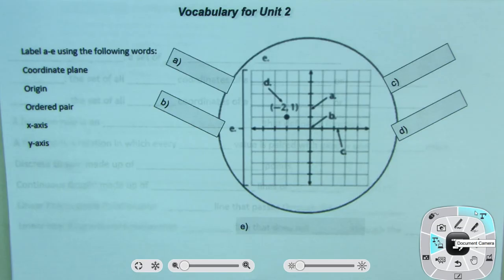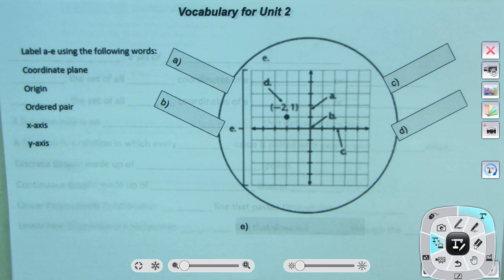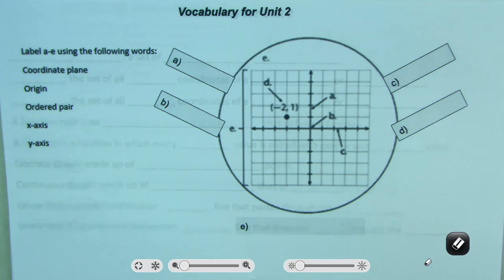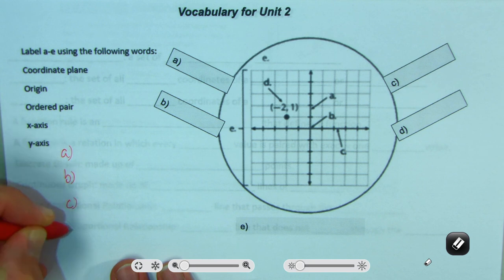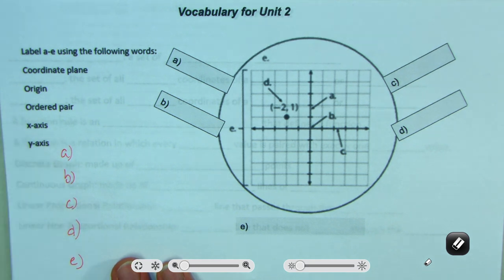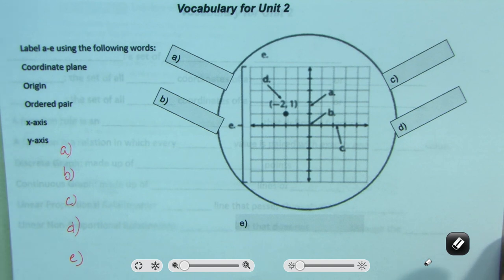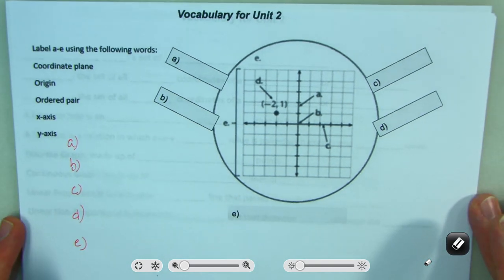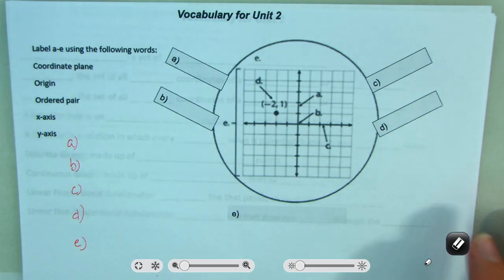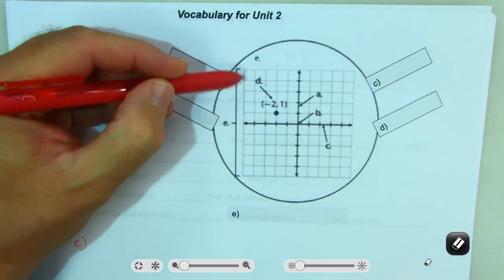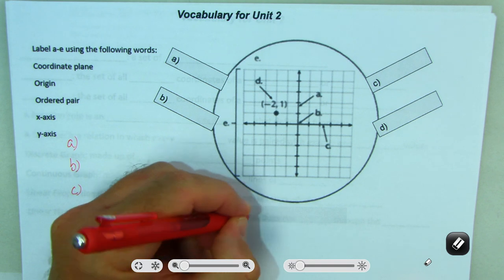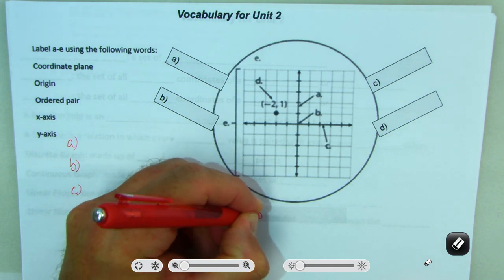The first page of your notes looks like this, and this really should be review. We just want to name the parts of the coordinate plane. Now, if you want to, on your paper, write down A, B, C, D, and E. Just like that. And we'll talk about what it is that we're defining here with this graph. For example, everything, and E is right here. E's here and here both. Everything there we call the coordinate plane. So E is the coordinate plane.